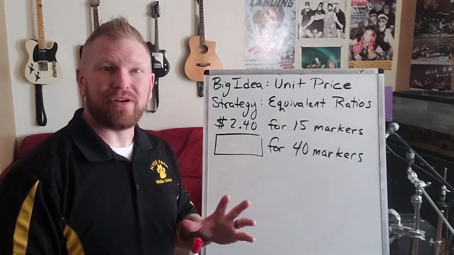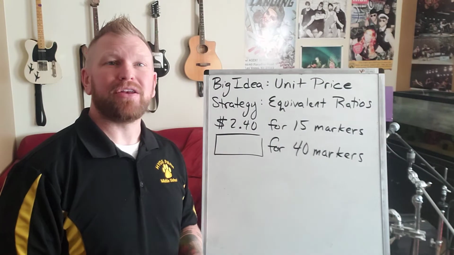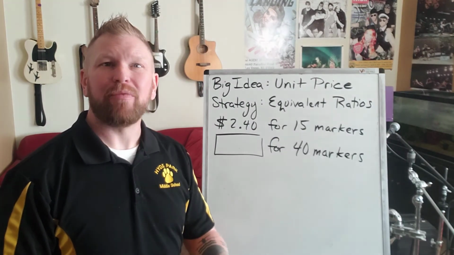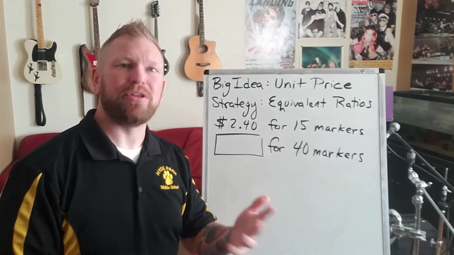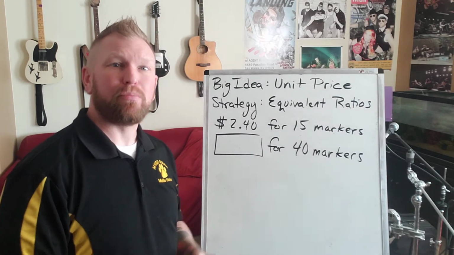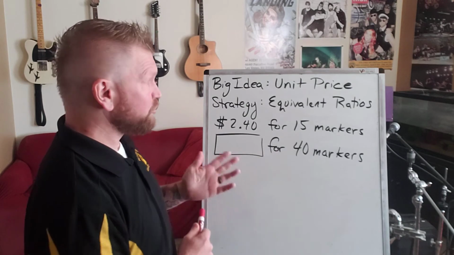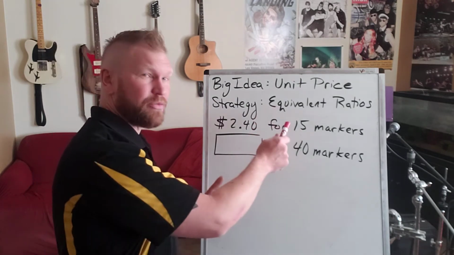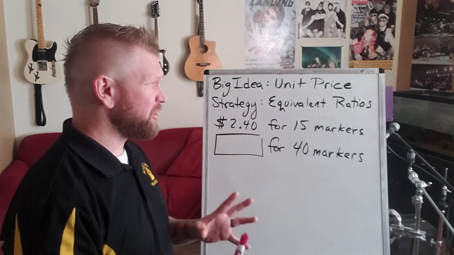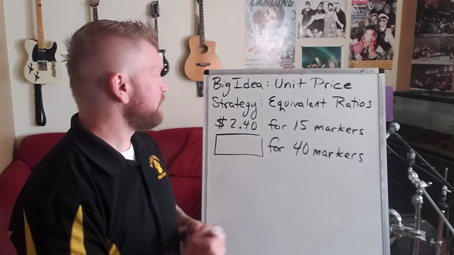But it could be anything. You bought 12 cans of soda. How much does it cost for one can of soda? That would be the unit price. Whenever it's buying one thing, that's the unit price. Okay, the strategy we're going to try is equivalent ratios. Might show you another strategy as well, but let's start off with equivalent ratios.